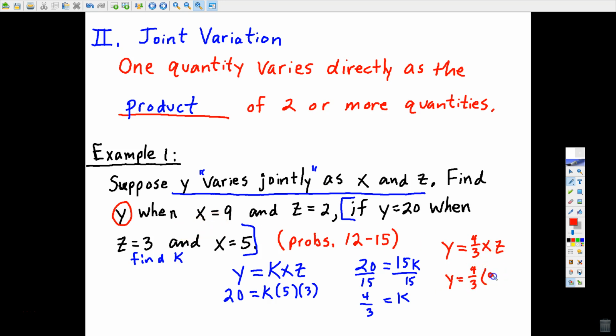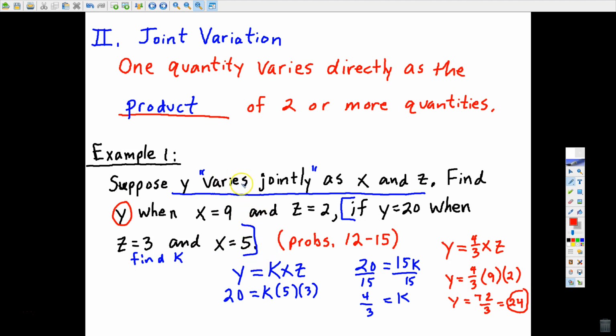X is 9, z is 2. We do some pretty simple math. This is 18 times 4, which is 72 divided by 3. And that simplifies to 24. So the final answer to this question, what is y when x is 9 and z is 2, will be 24. So I hope you followed that process.